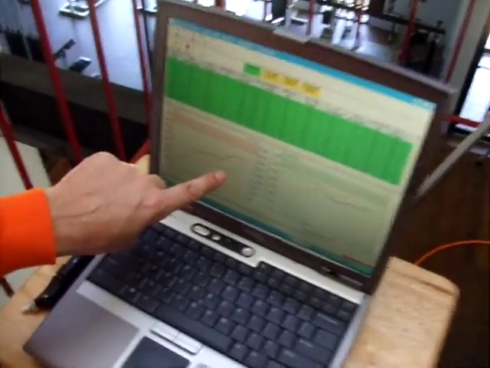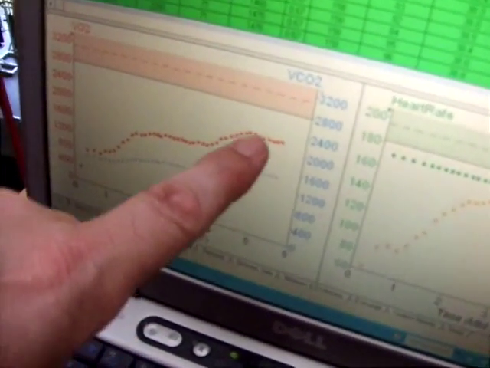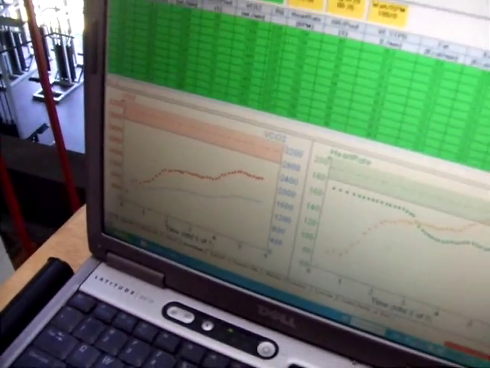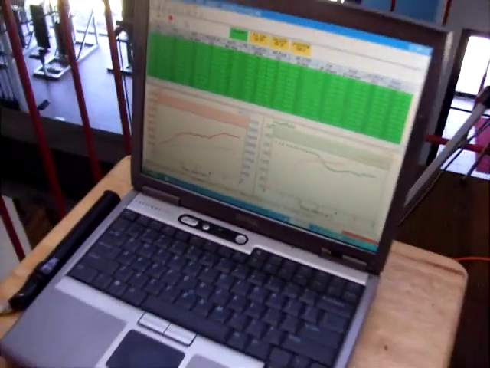Seeing the red and blue line, that blue line is Josh blowing off carbon dioxide, while the red line is Josh using oxygen. He's nowhere near the point of lactic acid accumulation he was at when he was doing the circuit training. All right, Josh, let's start working now.